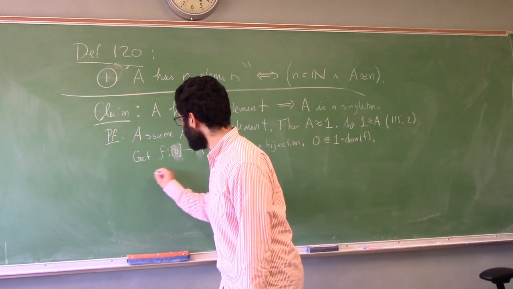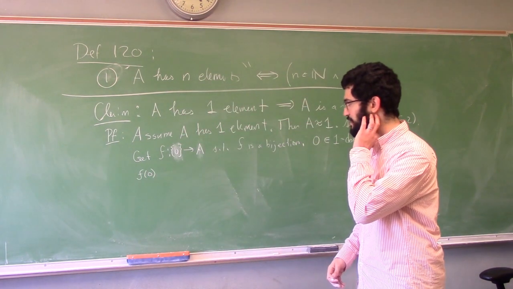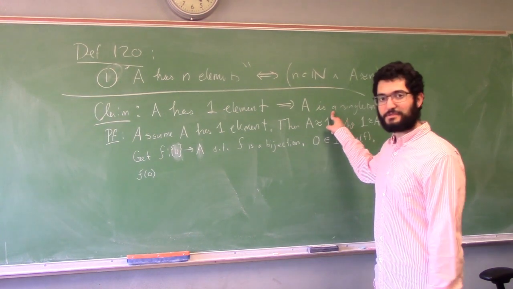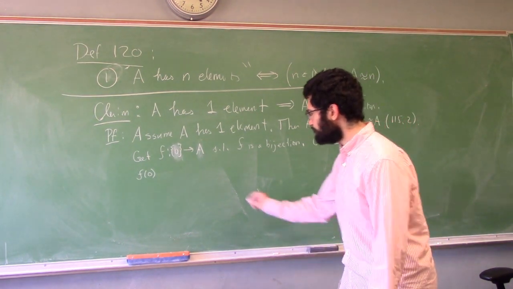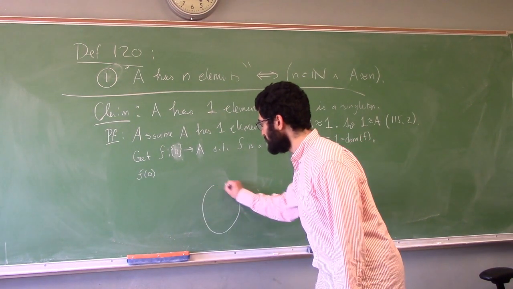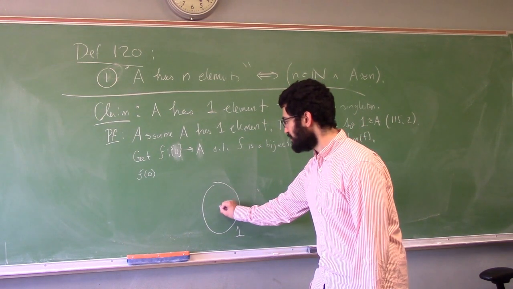So f of 0 is the thing. Now what should I do with it? Well, my goal is to prove that A is a singleton, right? Let's think in terms of diagrams for a moment. Here's the set 1. There's exactly one thing in there. It's called 0.